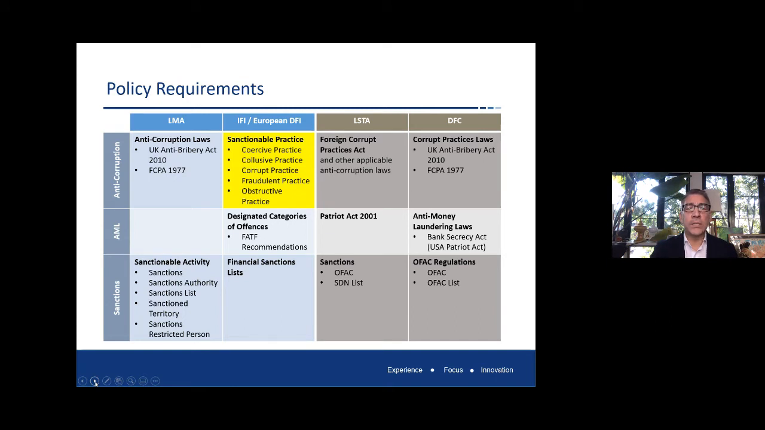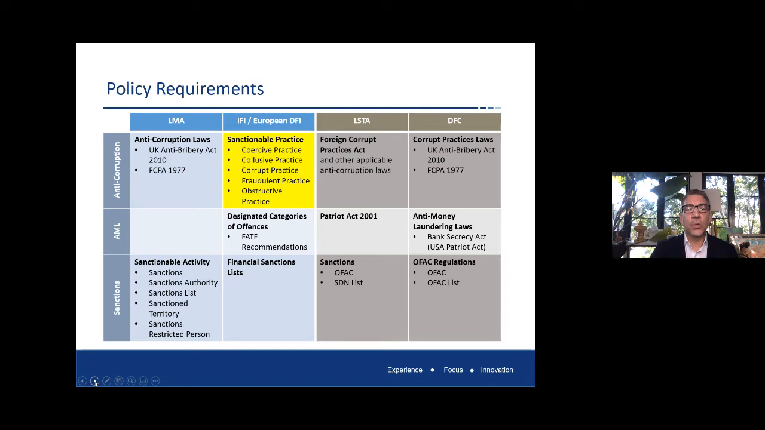The second point I wanted to make, in this box here that's highlighted in yellow, is that it contains an interlocking set of policy requirements under the umbrella term of sanctionable practices. You can see the related terms listed: coercive practice, corrupt practice, fraudulent practice, which some of you may be very familiar with. These terms do not have an equivalent in your typical New York law finance agreement. Such an agreement would more typically refer to specific anti-corruption laws, such as the Foreign Corrupt Practices Act.